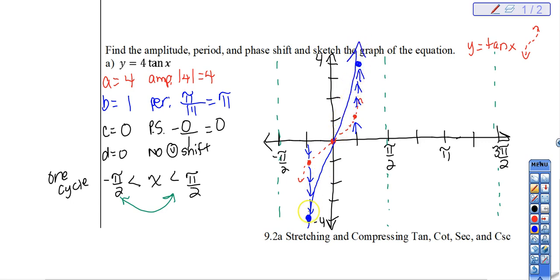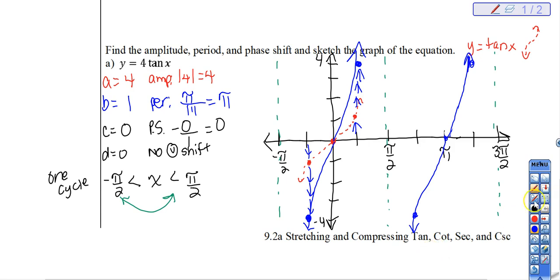So your branch is really, really long and skinny. And then just duplicate those points in the next cycle. It's periodic, so it'll look the same in the next cycle. And then you could also graph to the left if you want, or graph some more to the right. I'm not doing a very good job of drawing my branch here. My pen is not cooperating. And there you have it, an example of an amplitude stretch.